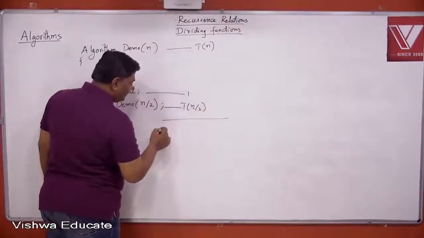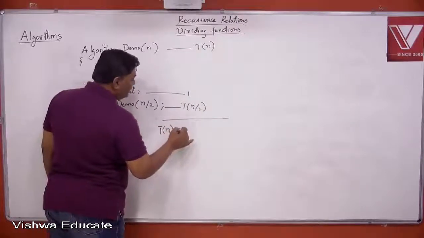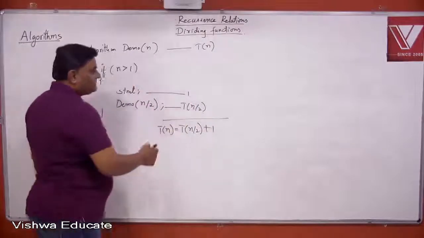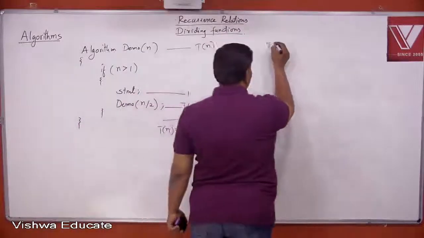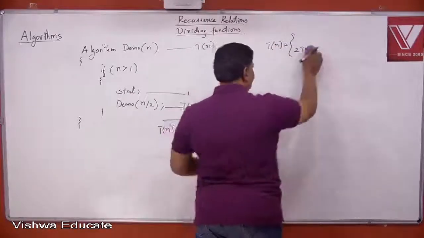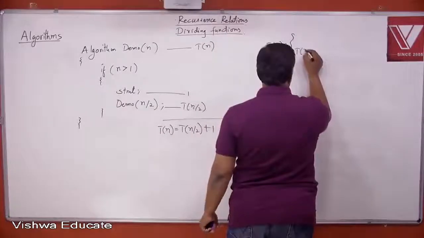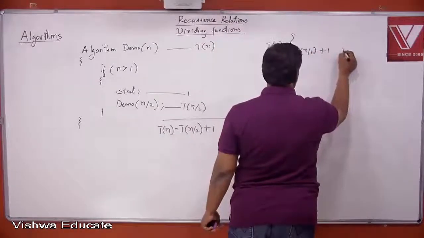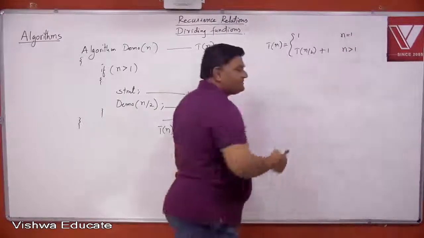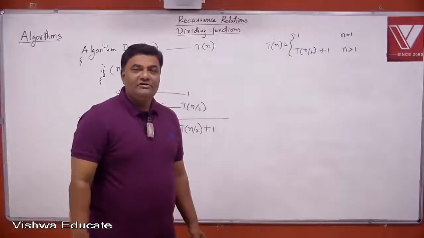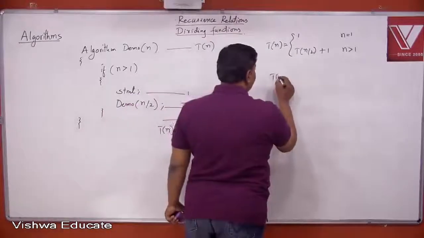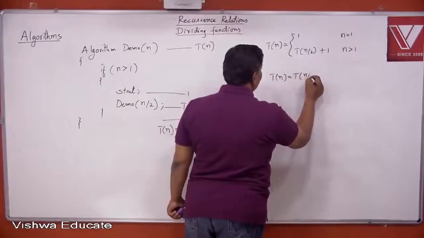So what is the total? Tn is equal to Tn by 2 plus 1. We already solved this. So what was the recurrence relation? Tn is equal to Tn by 2 plus 1 when n is greater than 1. When n is equal to 1, this was 1. This is the recurrence relation we got for binary search, right? And we have solved it already.